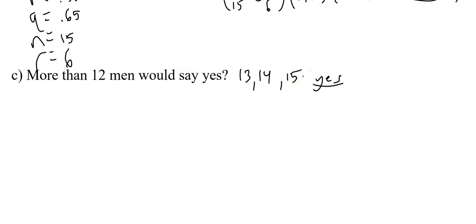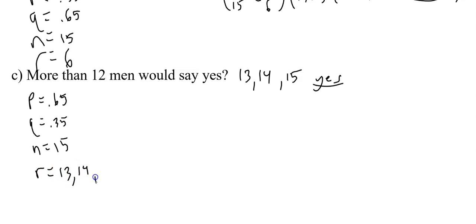So in this case, P, yes is, so P is 0.65, I believe. That's saying yes. Q is 0.35. And of course, N is still 15. But R really is 3 different answers. It's going to be 13, then we've got to figure out 14, and then we've got to figure out 15. And we're going to have to add these 3 totals together. I'm not going to work that out, but that's what you would have to do in this problem to answer it.